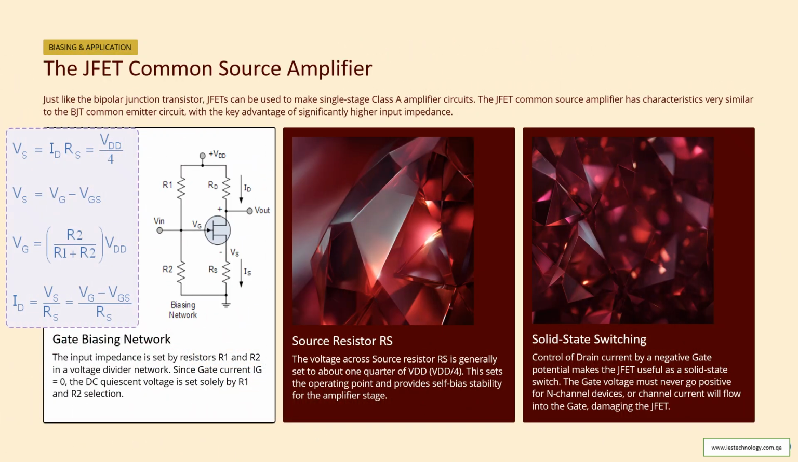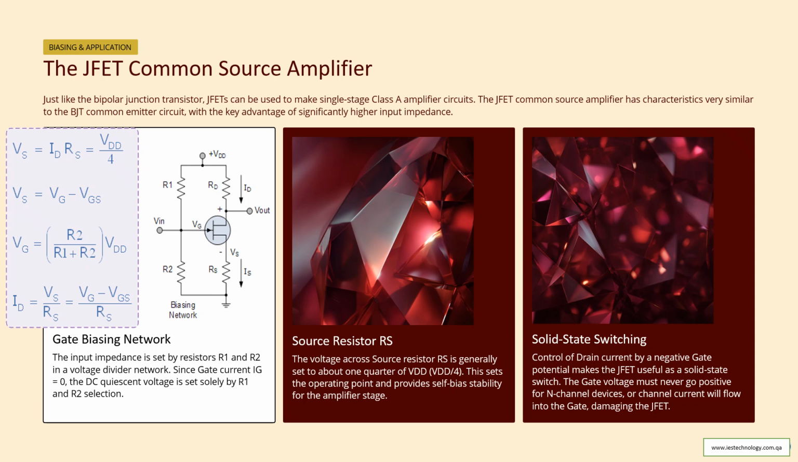Biasing and application. The JFET common source amplifier. Just like the bipolar junction transistor, JFETs can be used to make single-stage Class A amplifier circuits. The JFET common source amplifier has characteristics very similar to the BJT common emitter circuit, with the key advantage of significantly higher input impedance.